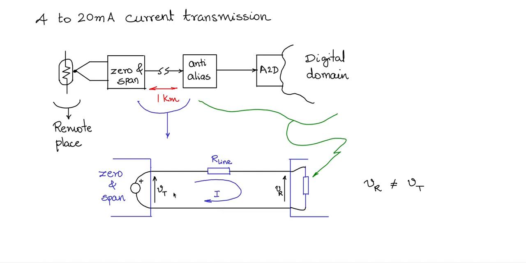Now, Vr is equal to Vt minus this drop, I into R line. Because current I is going to go here, this is plus and minus. So Vt minus I into R line is available at Vr, is coming at Vr. So Vr depends on the current I apart from Vt.